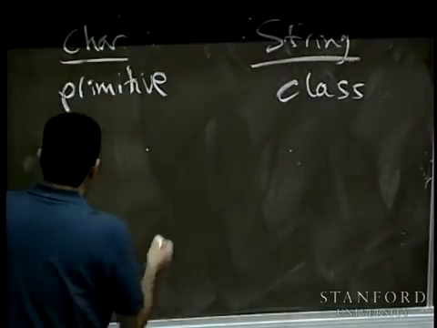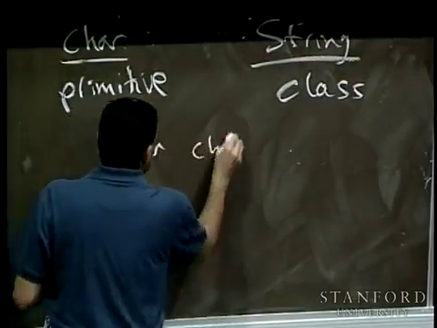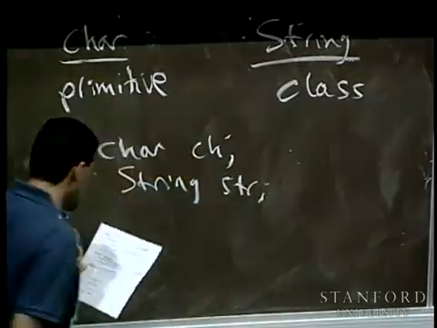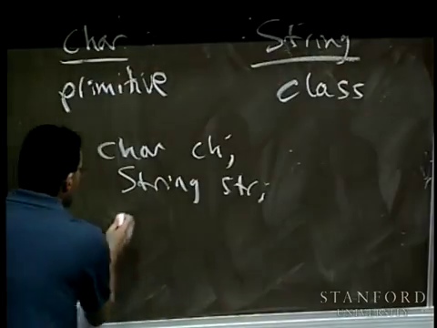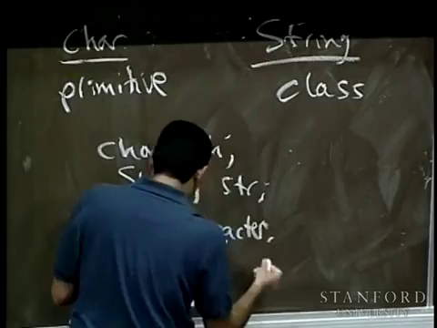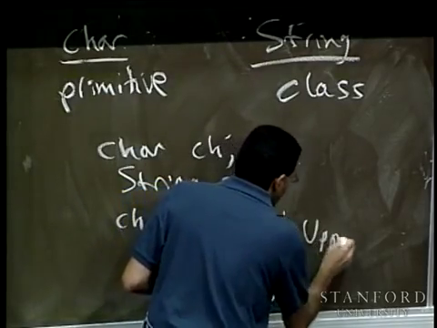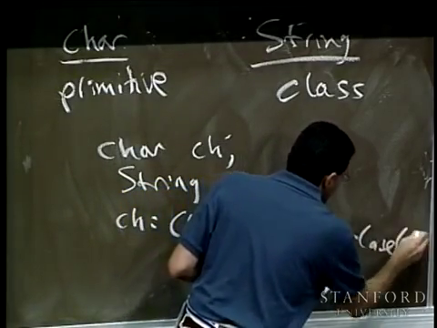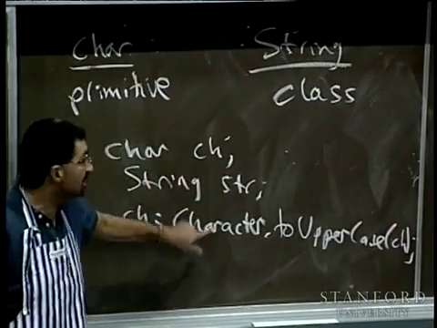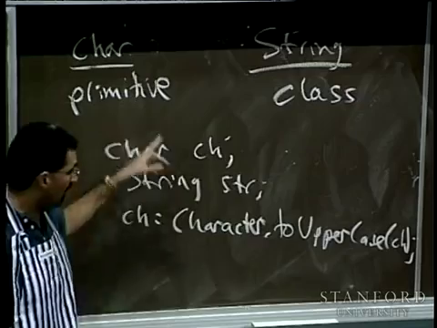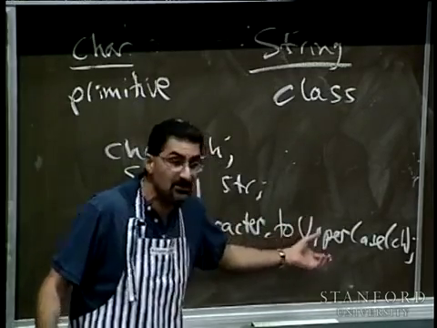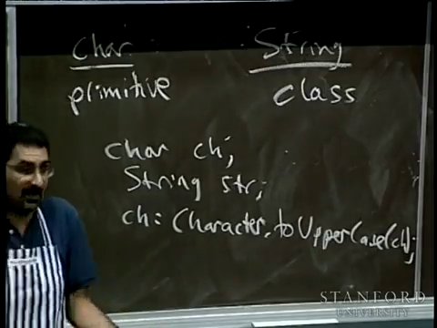Okay, so if I were to have char ch and I were to have string str, and I want to do something like converting to uppercase, for ch I have to call Character.toUpperCase, pass in ch. Okay? I don't actually pass this message to ch because ch is not a class. It's a primitive type. I need to call this funky class and say, hey, class Character, let me use your toUpperCase method to create this character.